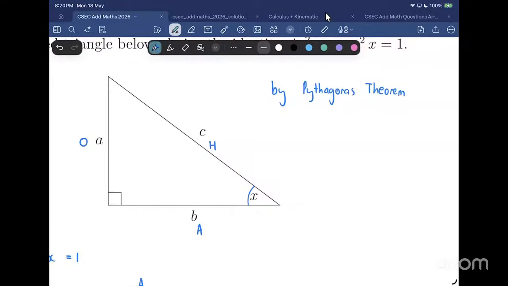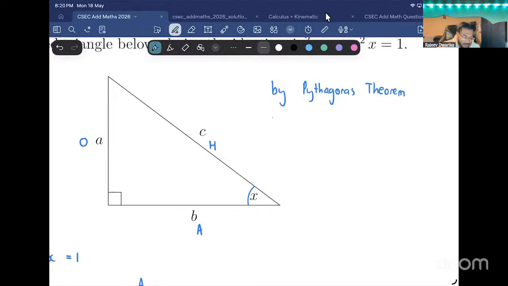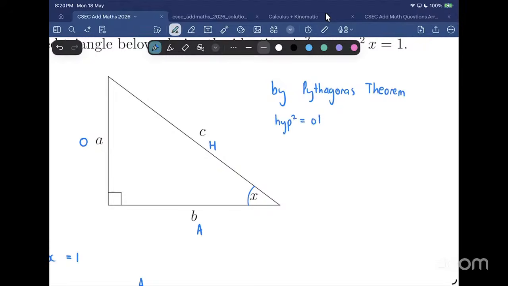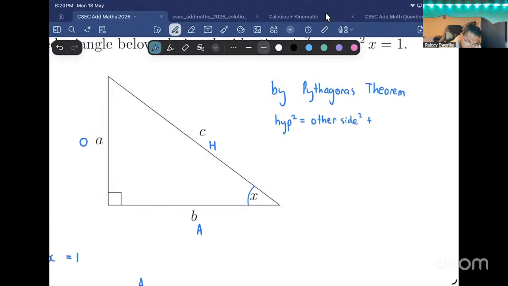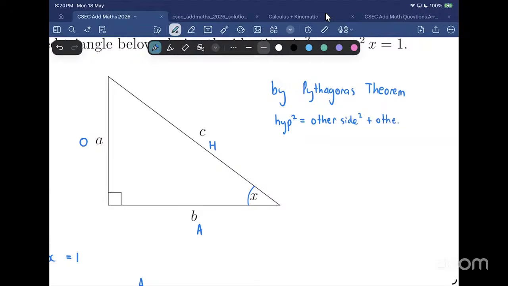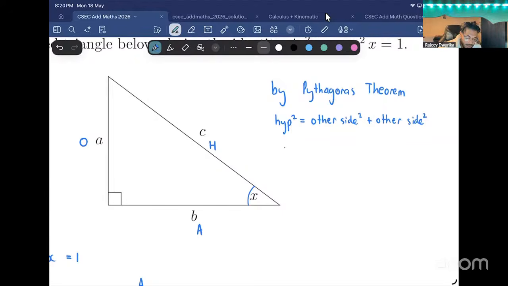Right, so what Pythagoras' theorem actually says is that the hypotenuse squared is equal to the other side squared plus the other side squared. Oh, so that's C squared equal to A squared plus B squared? Yeah, that's correct. So C squared is equal to A squared plus B squared, right? That's from Pythagoras' theorem.